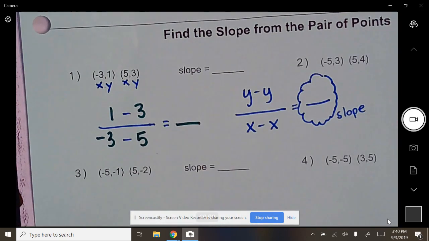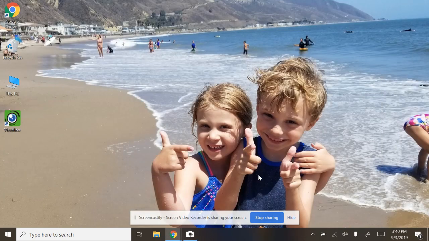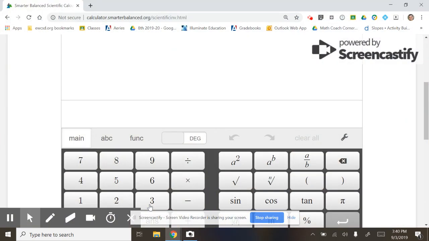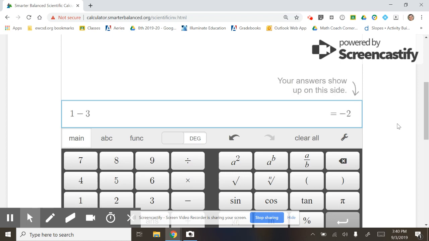And now I have to figure out what this is going to equal. I want you to use your Chromebook calculator, and I showed you how to go about doing that, okay? So as we look at this again, I have 1 minus 3. That's the top, that was the numerator, right? I hit enter. So -2 is part of my answer. You can write that down on your sheet. The other one was -3 minus 5. That was also part of our formula, and then I get -8, okay?